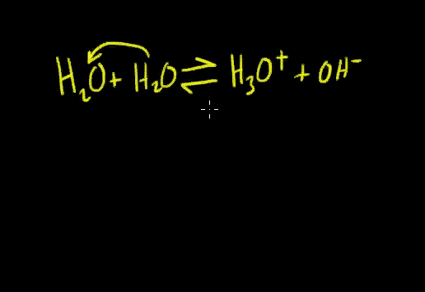It happens to a very small extent. Most water molecules stay H2O, but some of the water molecules, like 1 in 10 million, react and form hydronium and hydroxide. And so again, this is called autoionization, because auto means self, and ionization means to become ions. And again, this happens to a very, very small extent.